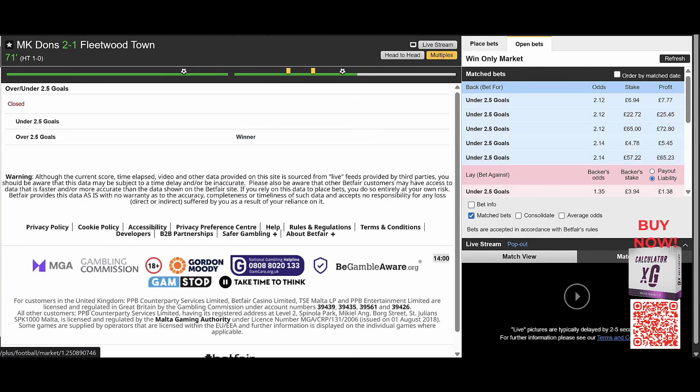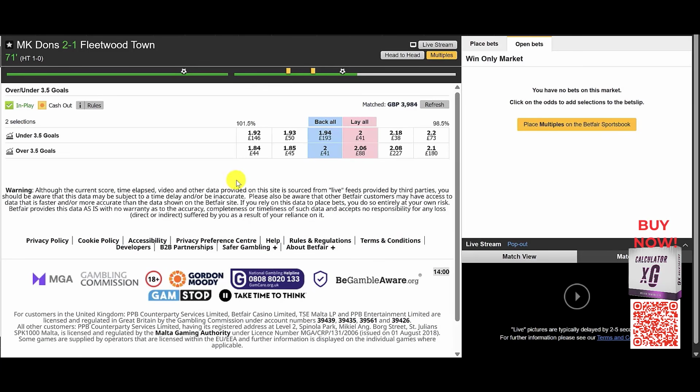That's all locked in. We can take a look at the 3.5 goals market if you did want to do further trading on this one. But for our demonstration, we are out. MK Dons 2, Fleetwood Town 1.